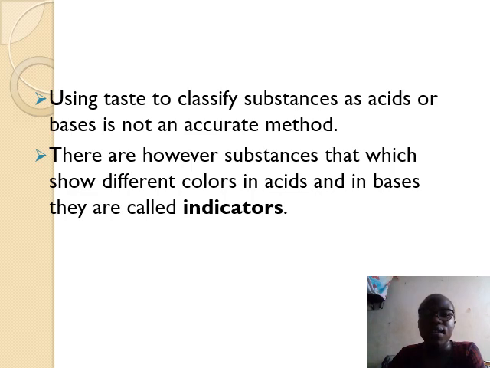Using taste to classify substances as acids or bases is not an accurate method. There are, however, substances which show different colors in acids and in bases. These substances are called indicators.